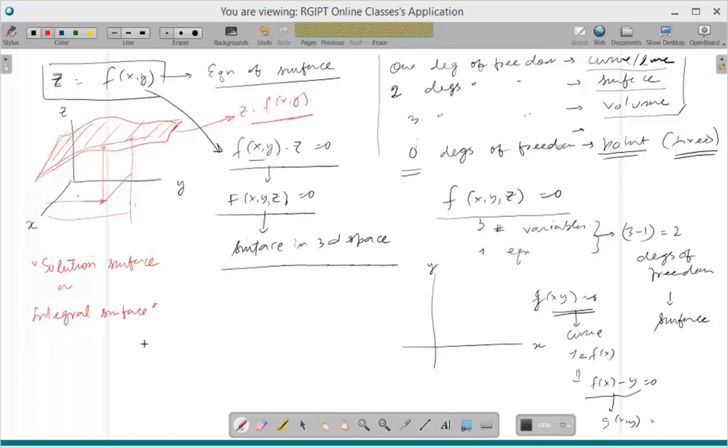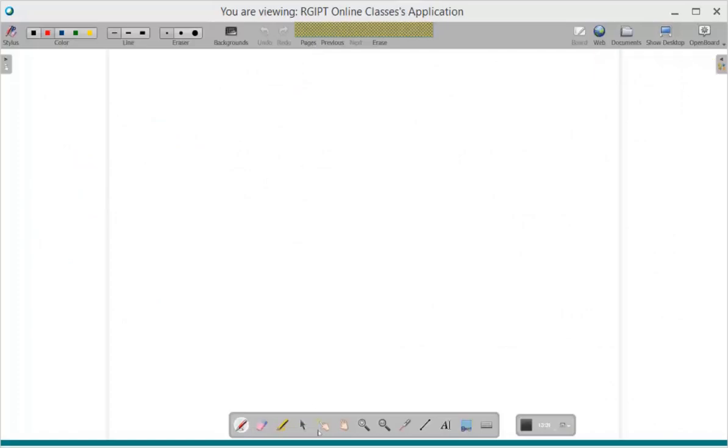Now another important thing about surfaces, which you are probably aware of. Can anyone tell me, if I have a surface given by f of x comma y comma z equal to 0, so the equation of a surface, then which way does the normal to the surface point?